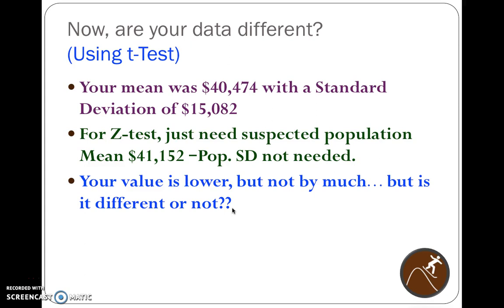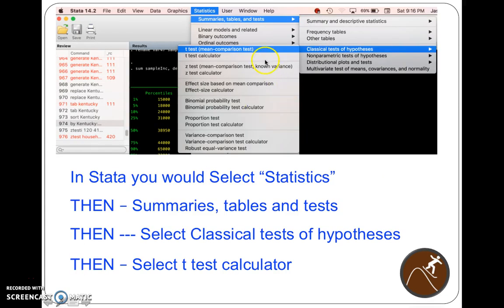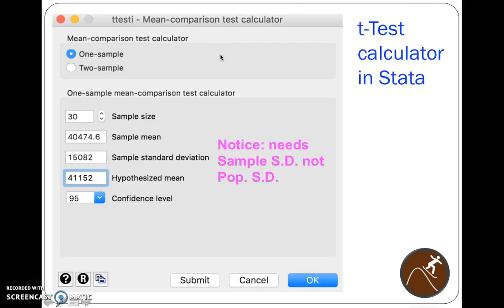Now, are your data different using the t-test? So you can also do a t-test, and the t-test is just like the z-test. So we want to see how it performs. So we go through the same thing: summary stats, classical test of hypotheses, and then instead of z-test calculator, we can click on t-test calculator right there. T-test calculator, the one below the blue.